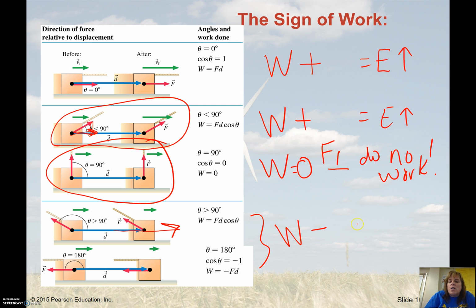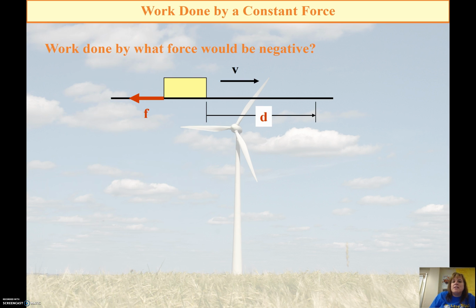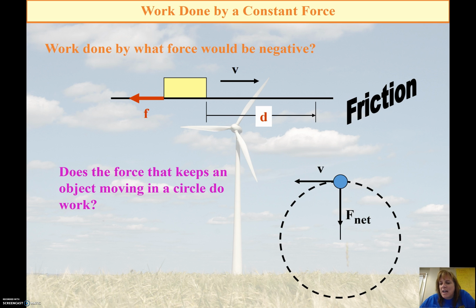A negative work value means that the energy of the system is decreasing. Remember, friction always opposes motion, so it always does negative work. So anytime there's friction, the work done by the frictional force will be negative. It takes energy out of the system, right? It would slow an object down, decrease its kinetic energy.